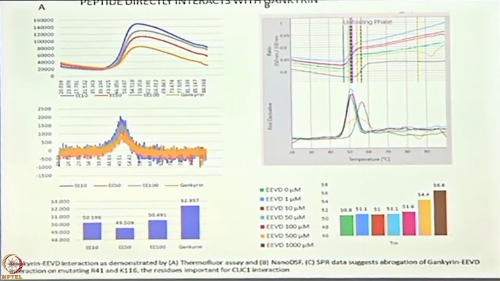So now, does the peptide directly interact with the protein? You need to do a series of experiments to establish that the peptide directly interacts. Of course, it interacts because it inhibits the complex, but does it directly interact? We did a series of experiments where there was a thermofluor assay, and there was also a nano DSF. I think you are familiar with it now that the courses have been conducted. So you can look at these, and then we established that there is a direct interaction.